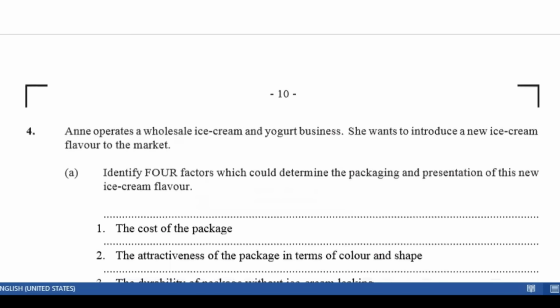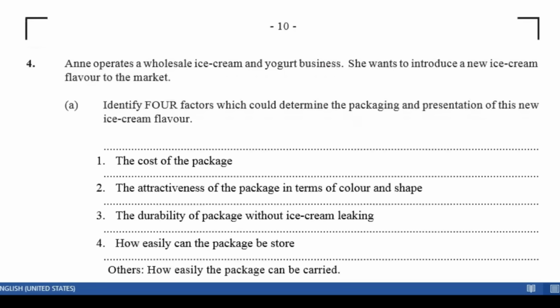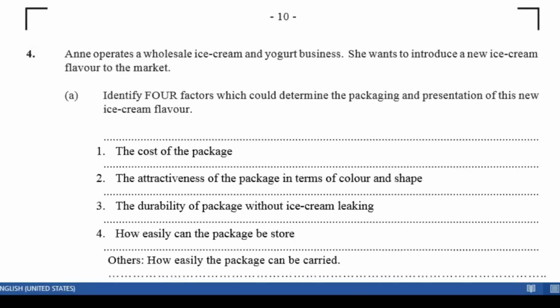All right, let me share with you what I have. The cost of the package must be put in consideration, right? Is it expensive? Is it reasonable? Can the business afford it? The attractiveness of the package in terms of color and shape, customers are drawn to what they see, and most times before they see what the product actually looks like, the first thing they're going to see is the package, right? So you have to think about how you want it to look for it to appeal to customers.